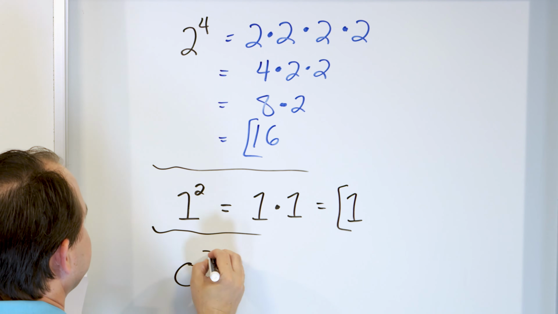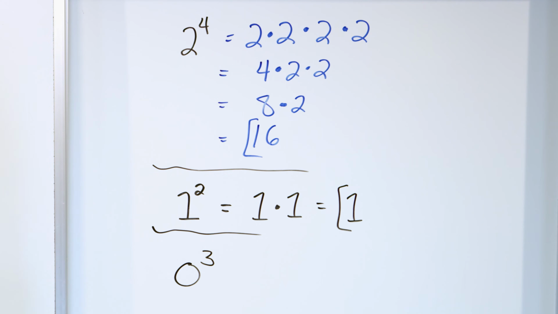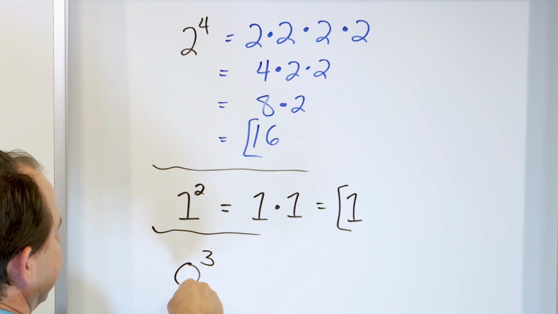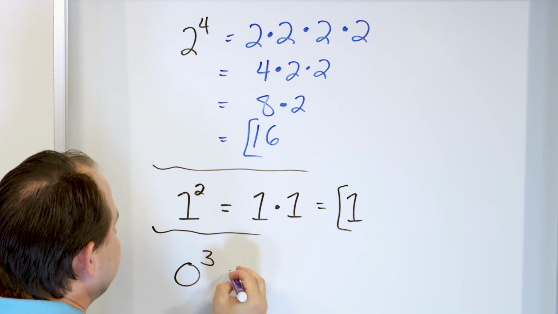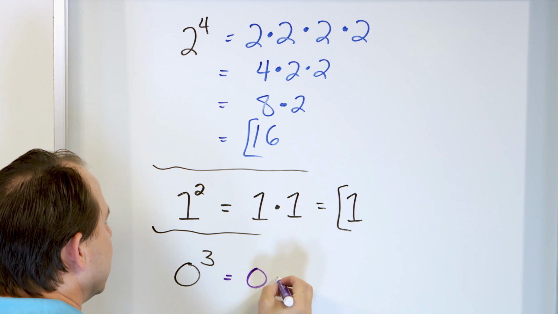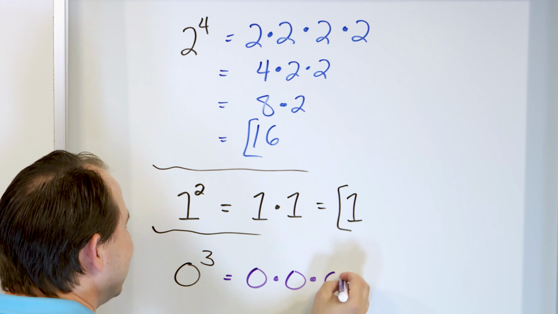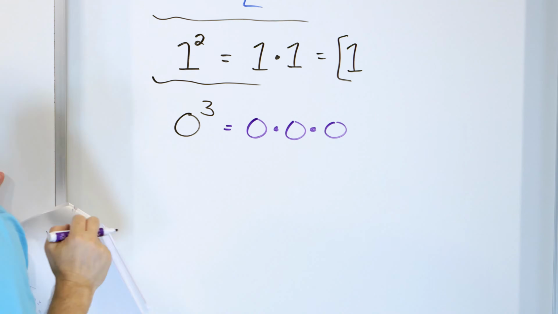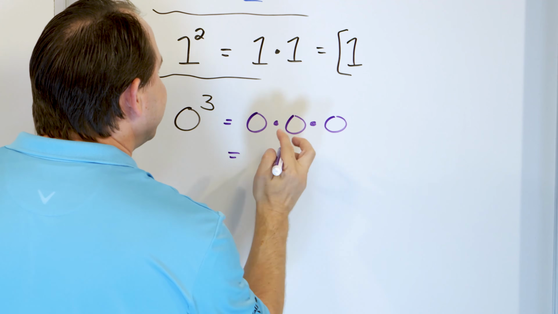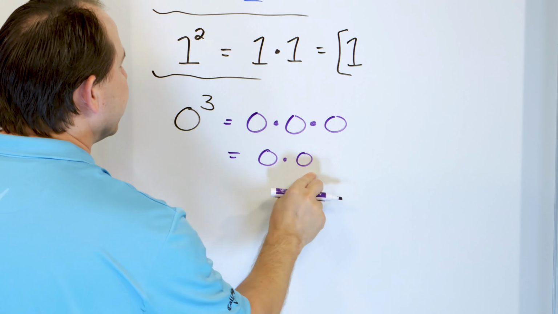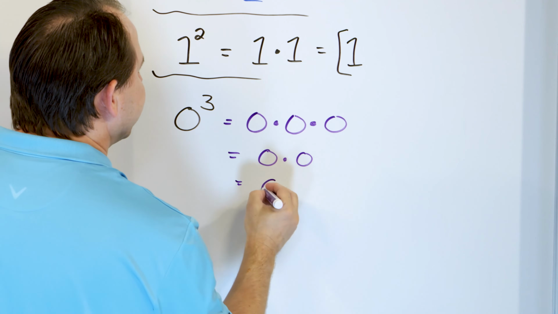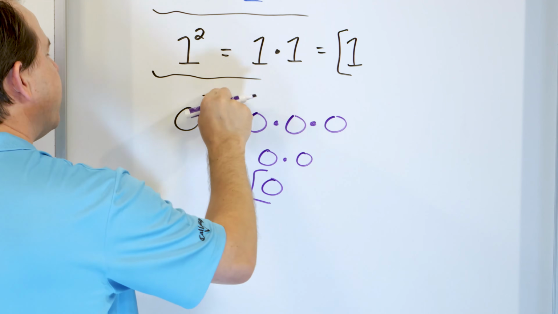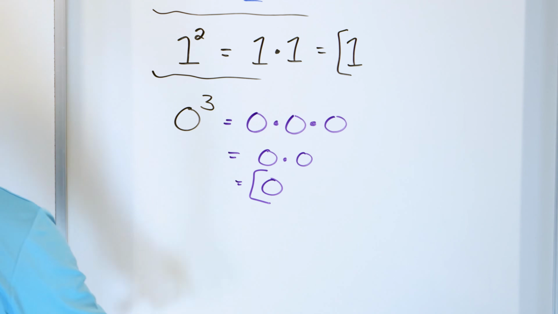What about 0 to the power of 3? Some students will look at that and say, well, I don't know what to do. This looks weird. Well, 0, you can just treat it like anything else. It's going to be 0 times itself times itself. There has to be 3 of them. So just to go in order, 0 times 0 is 0. Still got another 0 to multiply by. And finally, 0 times 0 is 0. So 0 to the power of 3 is 0. It makes sense when you actually think about it that it should equal 0.